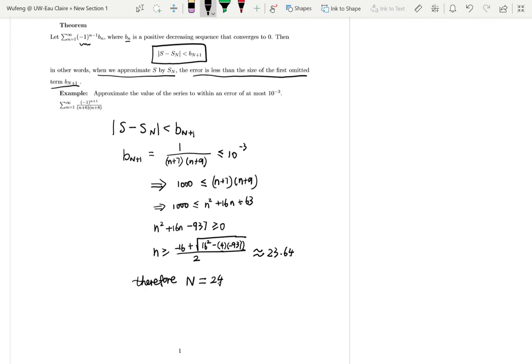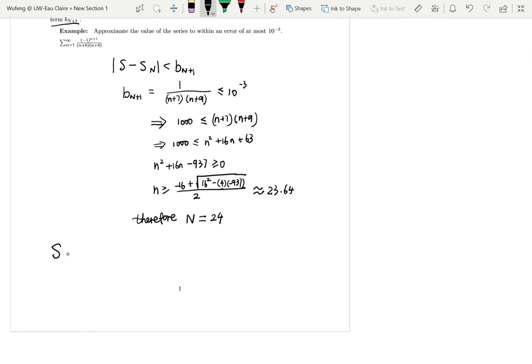So what do we do next? We just want to estimate S24. S approximately equals S24, equals the sum from n equals 1 to 24 of negative 1 to the power n plus 1 over n plus 6 times n plus 8. So that equals 1/2. You can separate that. Well, we don't need the 1/2 yet, but we'll do the 1/2 later. So you write it out. The first term is 7 times 9. Second term is minus. Third term is plus. Fourth term is minus. Fifth term is plus.